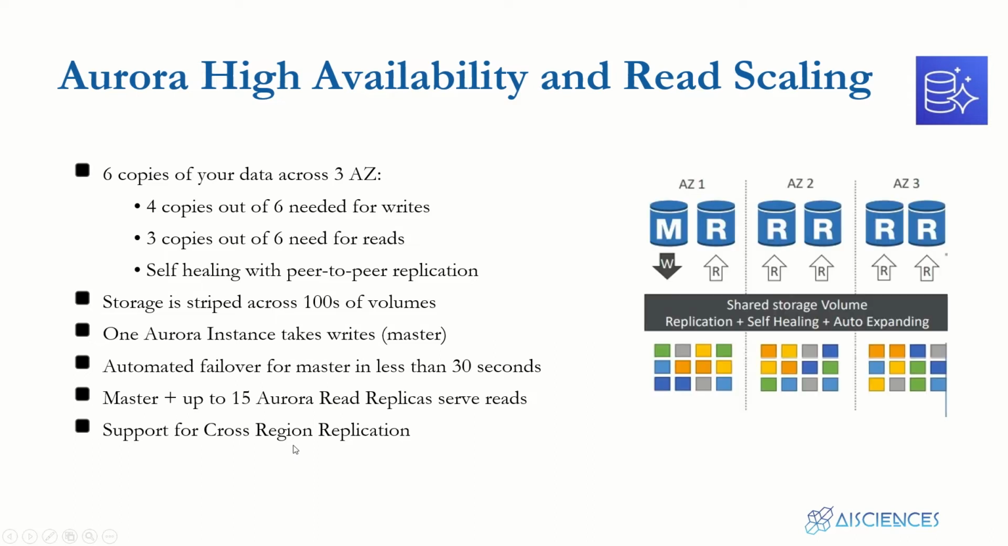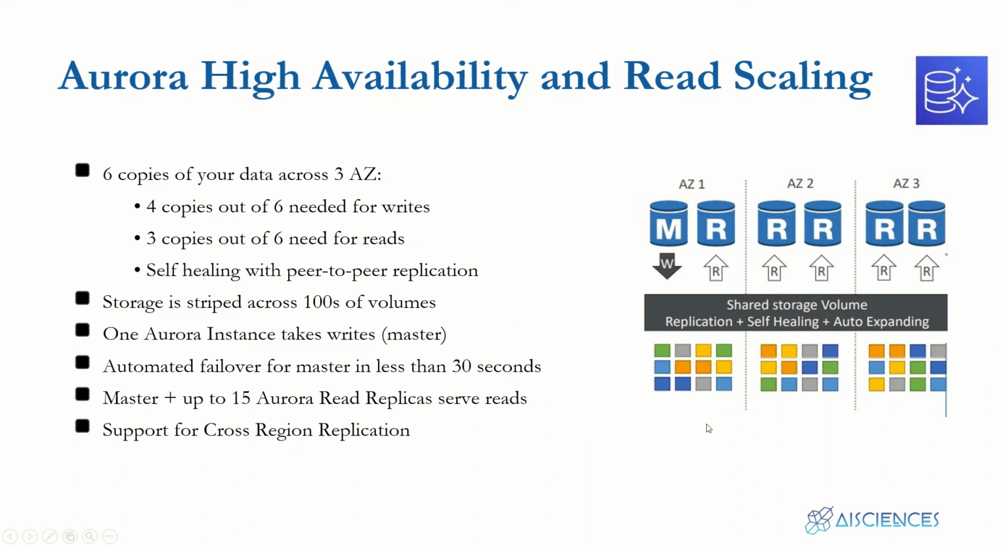Now, if you have a glance at this, you may see that we have 3 availability zones over here: AZ1, AZ2, and AZ3. And over here we have this master. As said, we have 1 master plus up to 15 read replicas. Here we have like 5 read replicas. So the master is used for the writing purposes, and the read replicas are used for the reading purposes. And we have a shared storage volume. That means we have replication over here, we have the self-healing, and we have the auto expanding, which basically expands your storage to any gigabyte or terabyte form.